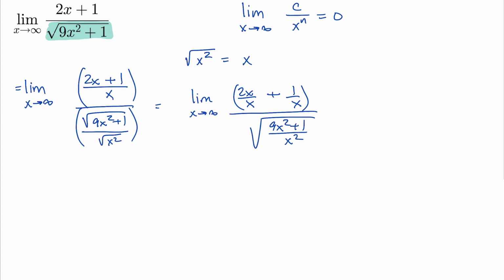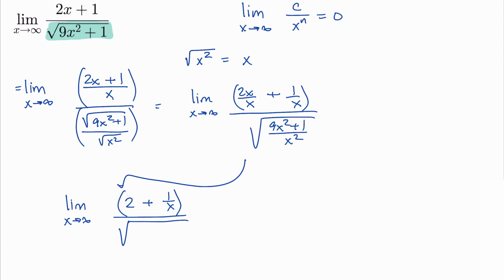In the numerator, I'm going to go this way. So we have the limit as x approaches infinity of 2 plus 1 over x. I'm going to keep that in parentheses, divided by, now in the square root, we really have 9x squared over x squared plus 1 over x squared. So the x squareds are going to cross out and leave us with a 9 plus 1 over x squared. Great. This is already looking better.